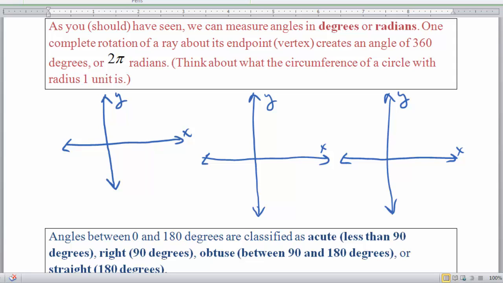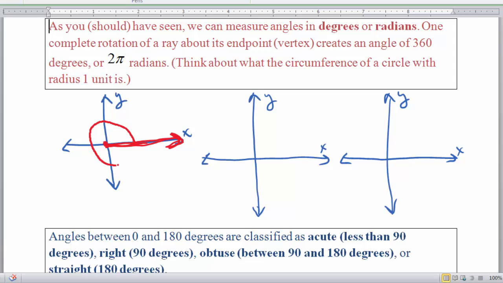Now, as you might have seen in the previous video, we can measure angles in degrees or in radians, okay? So what happens is one complete rotation of a ray about its endpoint. So again, for effect, I'm going to draw this over. Here's my initial side, the positive x-axis. One complete rotation of a ray about its endpoint, about the vertex of the angle.